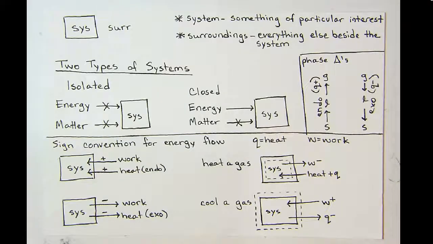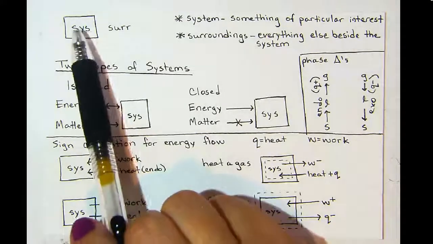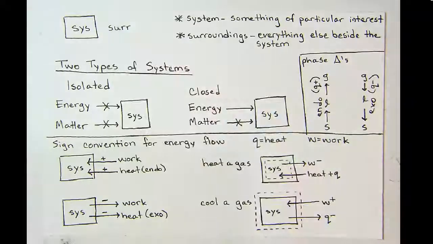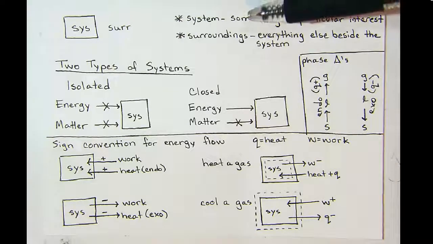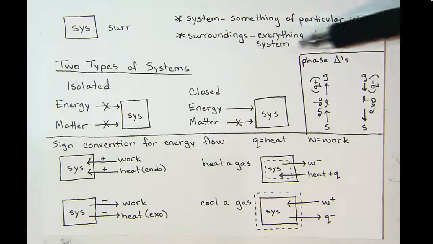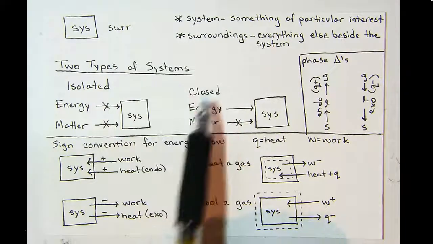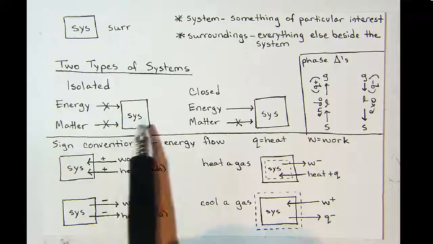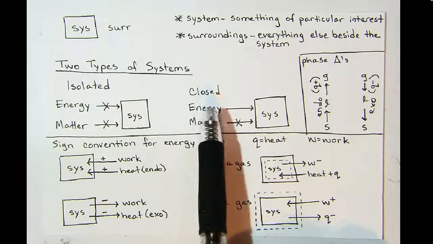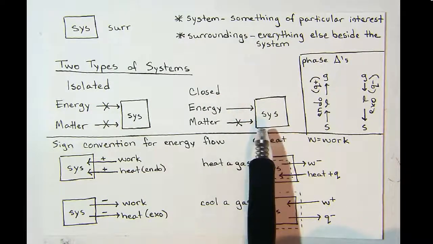Here's your note card for this section. So first, define system versus surroundings. The system is something of particular interest, like a chemical reaction or a gas, liquid or solid. The surroundings is everything else besides the system. There are two types of system, isolated and closed, where in isolated, no energy or matter can enter the system, whereas in closed, you can have energy enter but no matter.